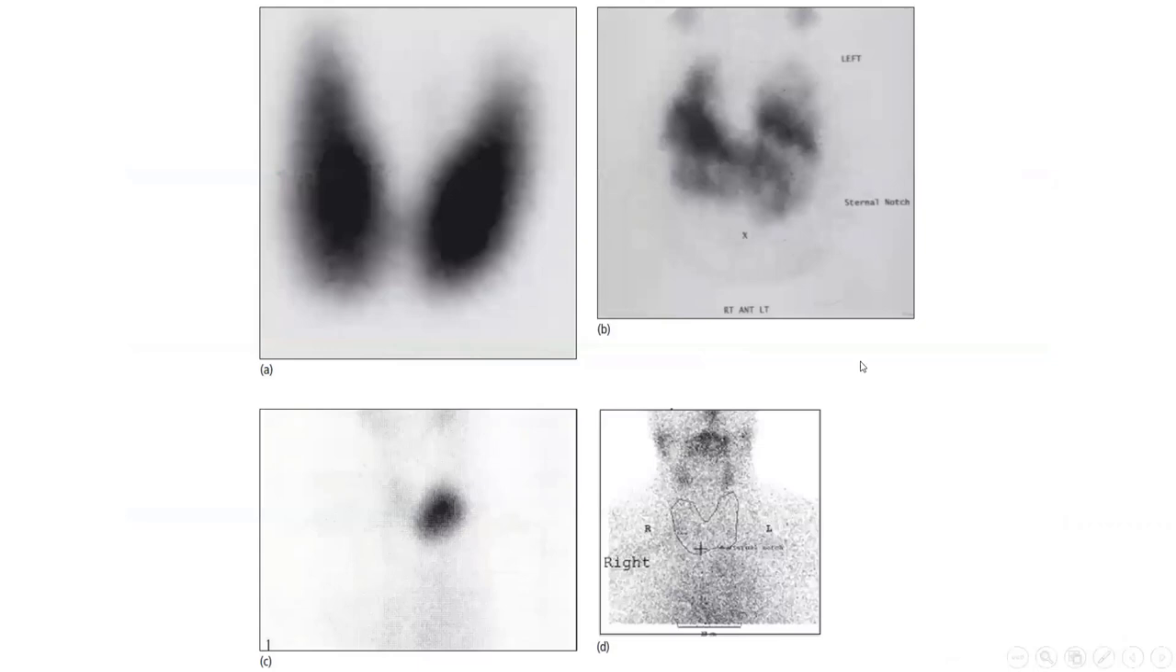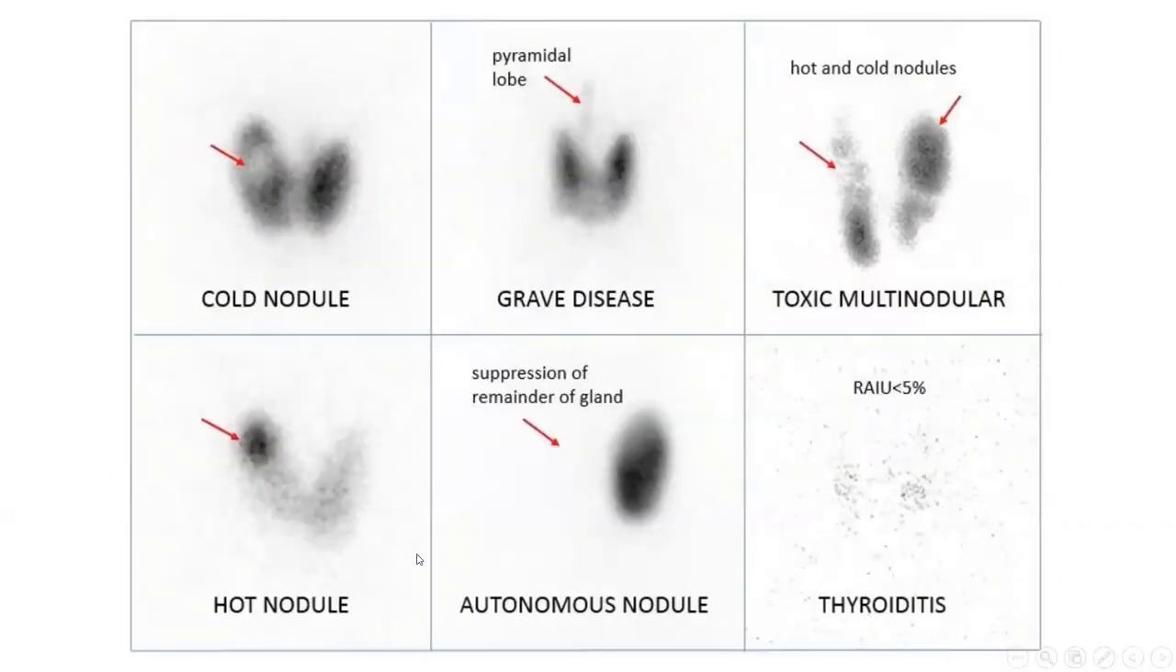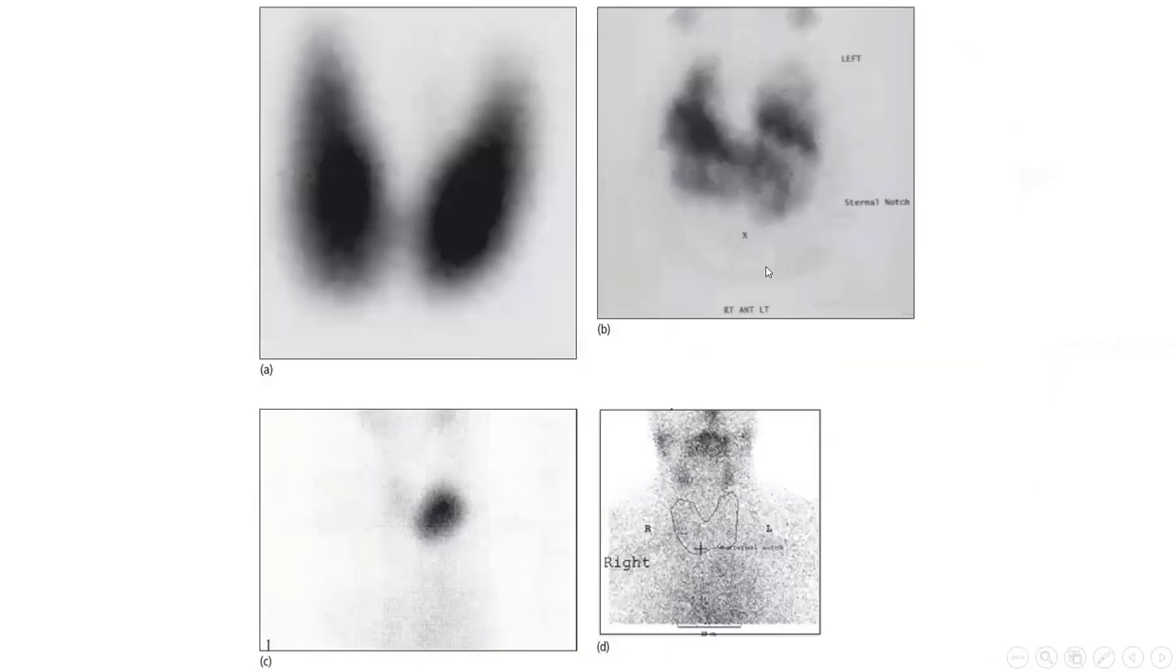Patchy uptake and diffuse uptake. So this is a diffuse uptake and this is a patchy uptake. Don't forget, this is a low uptake and this is a toxic adenoma. So this is a diffuse uptake and this is patchy uptake. Patchy uptake is in a hot nodule or toxic multinodular goiter.